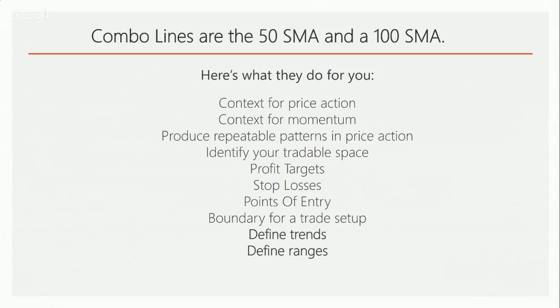You're never going to want to trade without them once you know what they can do for you. The combo lines are simply 2 moving averages. I use a 50 simple moving average and a 100 simple moving average, and that's it. Here's what they do for me, and here's what they can do for you. Context for price action. They give me context for momentum, which I'm going to show you today. They produce repeatable patterns in price action. They identify your tradable spaces. They sometimes produce profit targets, sometimes stop losses, points of entry. They give me boundaries for my trade setups. They define trends, and they define ranges. That's an awful lot for just 2 moving averages. And I can't wait to tell you more about that.